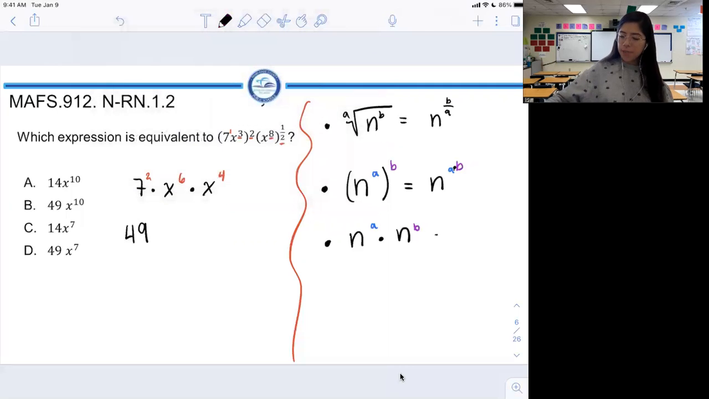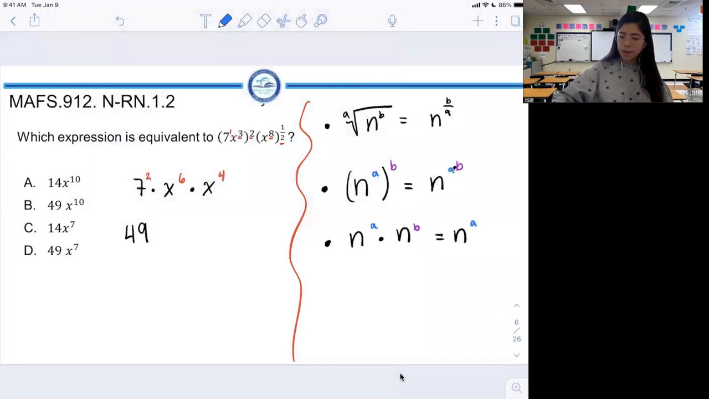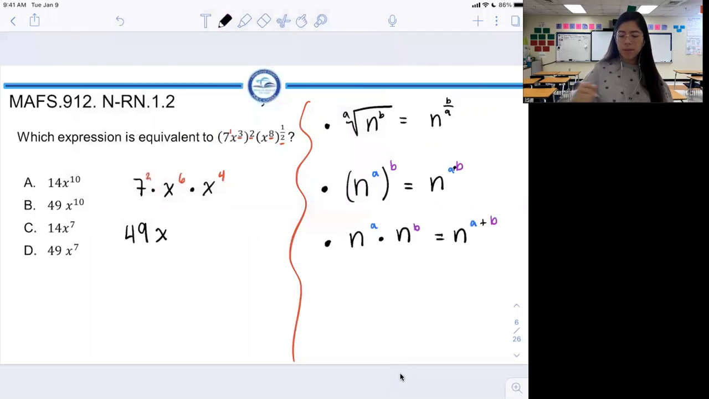Okay, so this is different from the one above, okay? Because now I'm multiplying two different terms together. n to the power of a times n to the power of b. What ends up happening is I'm going to add a plus b. Okay, I'm adding now. So here, what do I get? x to the power of 10. 10. Ms. Lopez, I have another question.